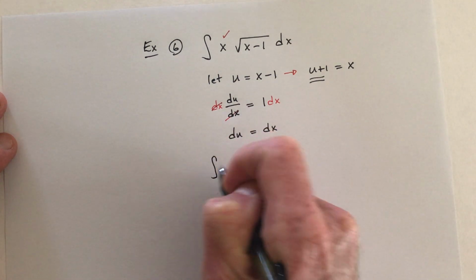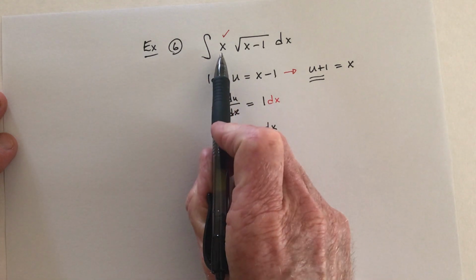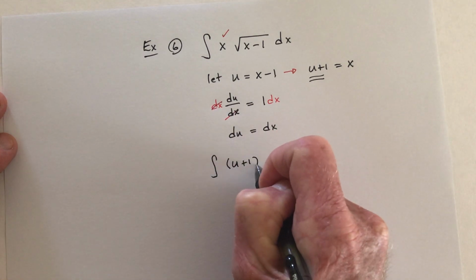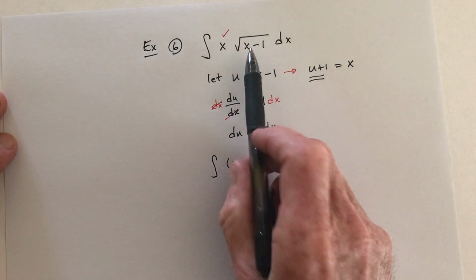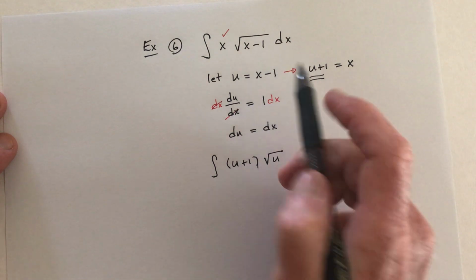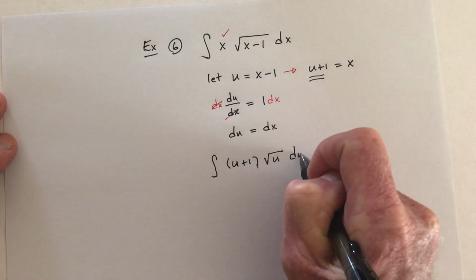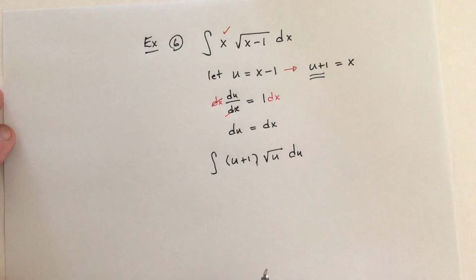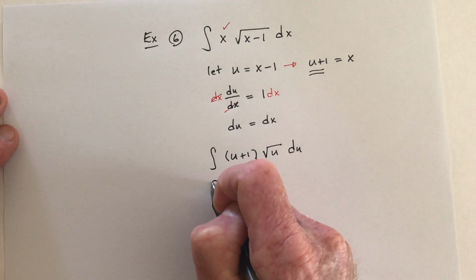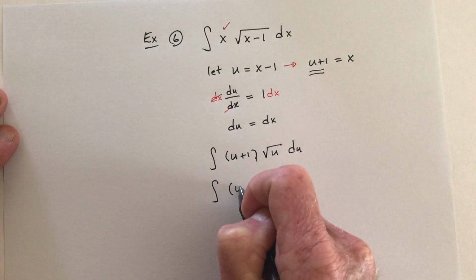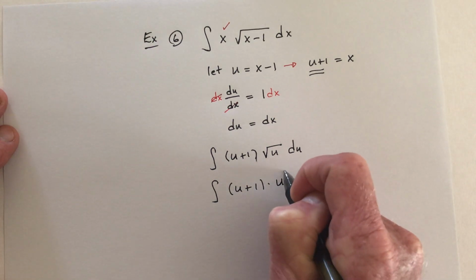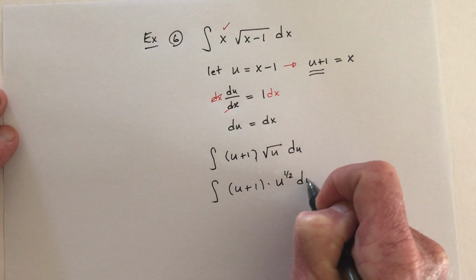So it's going to be integral, and then in place of this x goes u plus 1. This is going to become the square root of u, and this is going to become du. All right, we need to do a little more algebra before we can do the antiderivative. So the next thing to do is rewrite the square root of u as u to the 1/2 power.